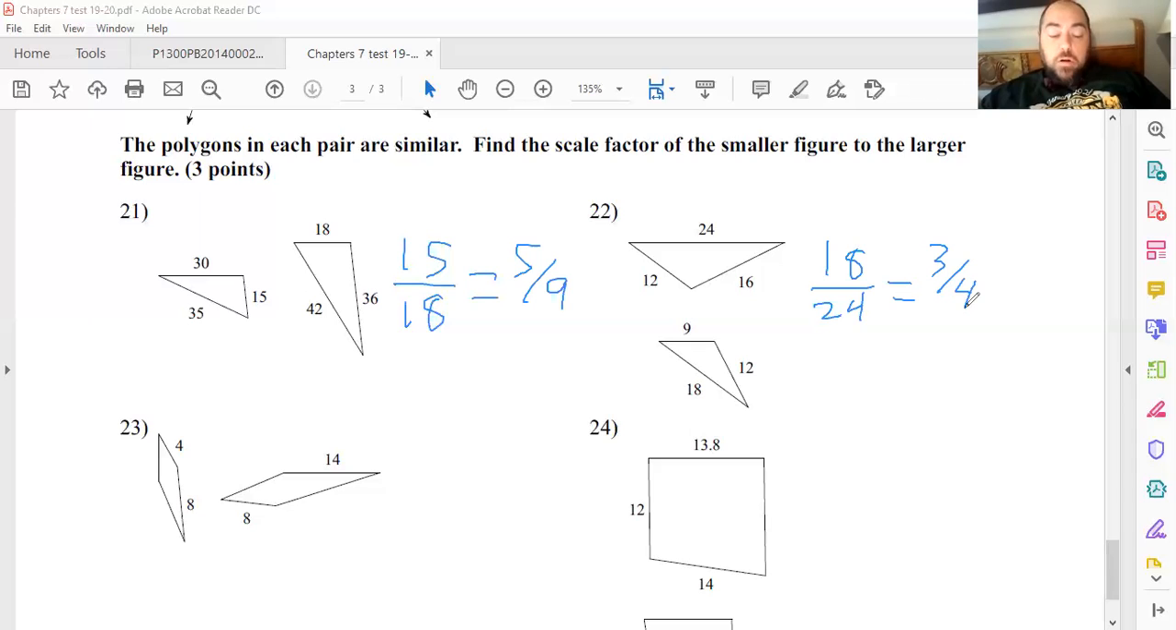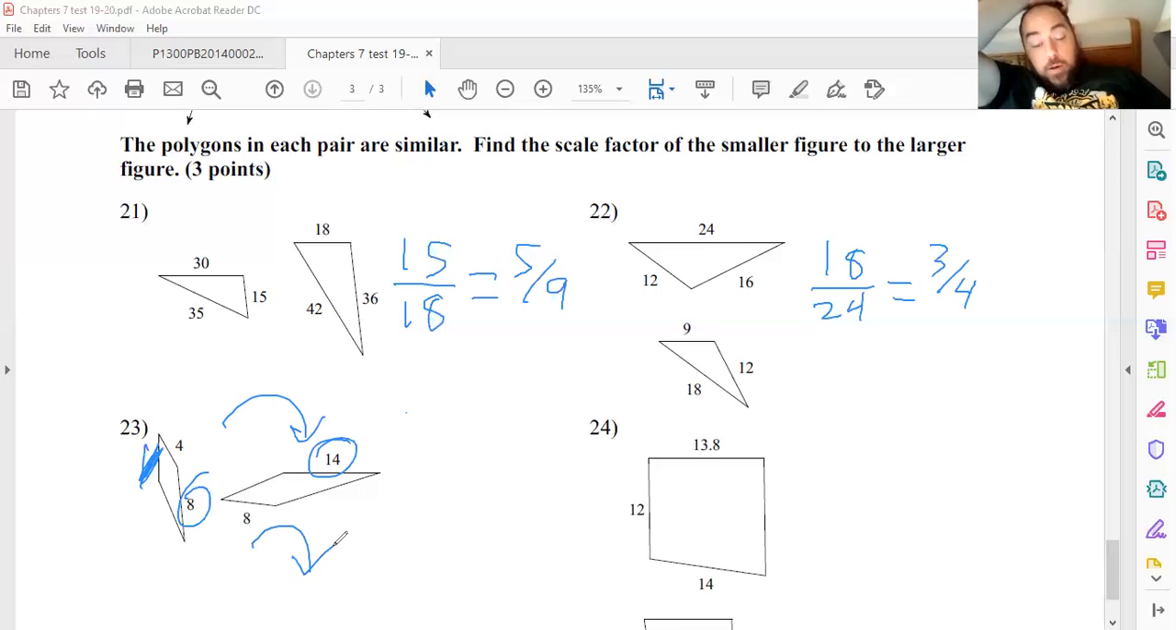23. So notice here that we have to look at which sides match up. And the sides that match up are the 8 and the 14. Because the 8 would match up to this side right here. Okay? Because we'd want to rotate it kind of this way. Or rather, we'd rotate the larger one clockwise, and that way we could overlay it.